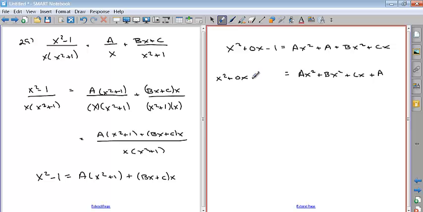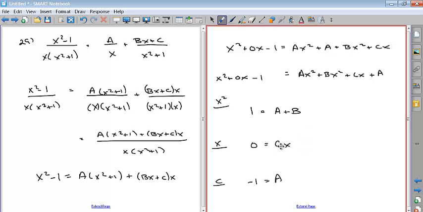And then you break this one equation up into three separate smaller equations. For this to work, the coefficient in front of x squared has to be the same as the coefficient in front of x squared on the other side. So on this side, the coefficient is 1, and on the right-hand side, it's a plus b. As far as the x term, there's 0 on the left, there's one term on the right, and then you have the constant, which is -1 on the left, and a on the right.